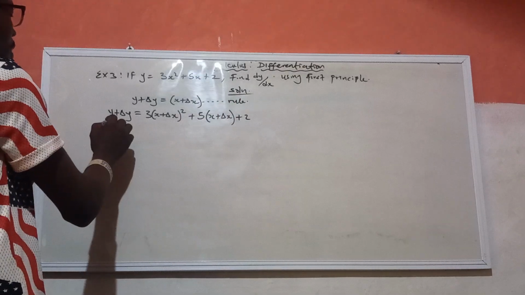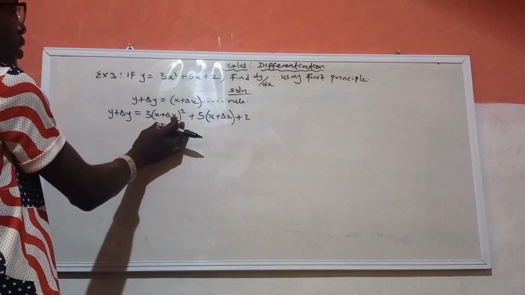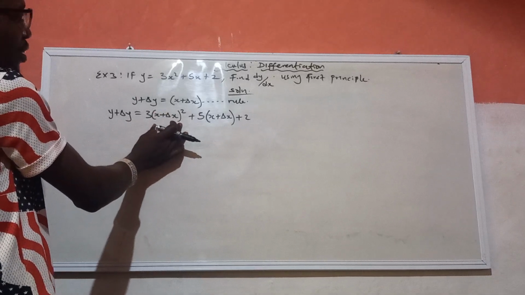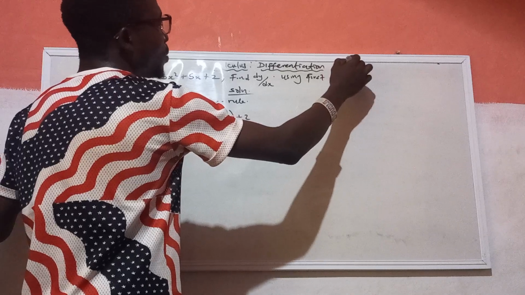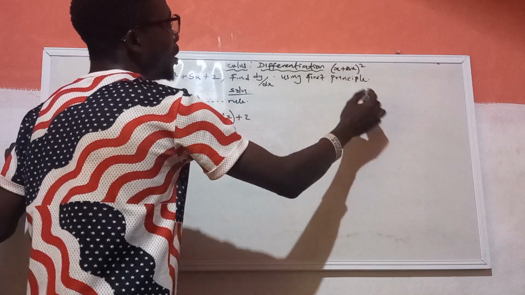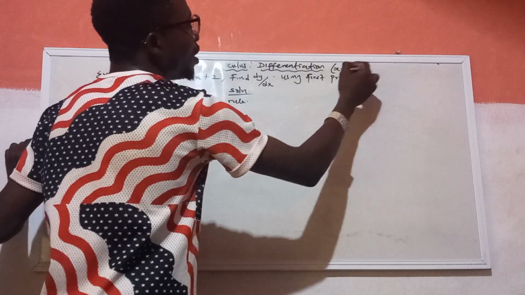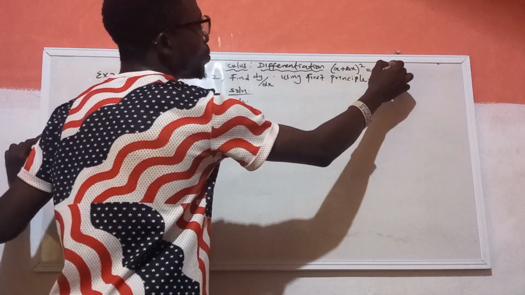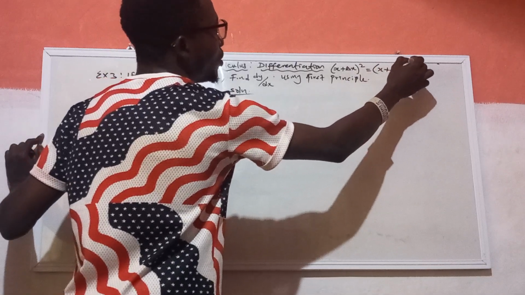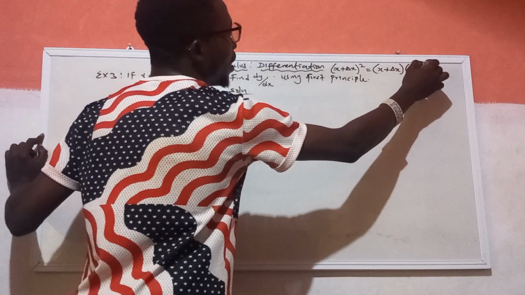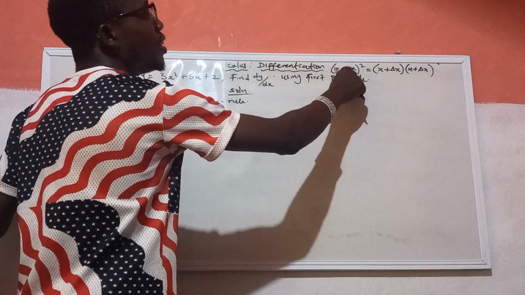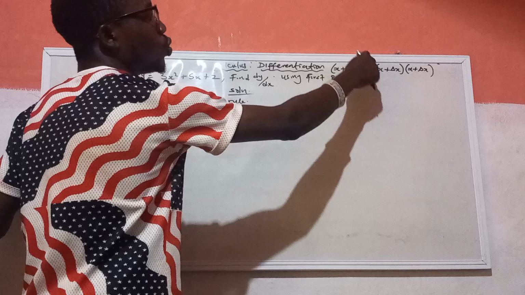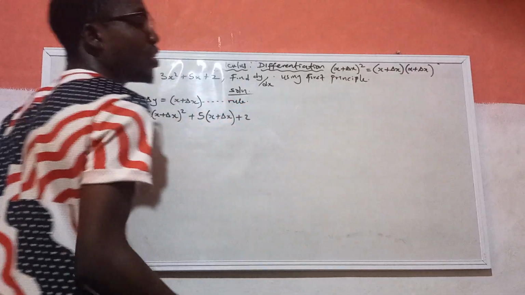What do we mean by these 2 brackets? x plus change in x raised to power 2 means this bracket should come in 2 places: x plus change in x, times x plus change in x. This is the meaning of when this bracket is carrying 2. It means the bracket should come in 2 places.